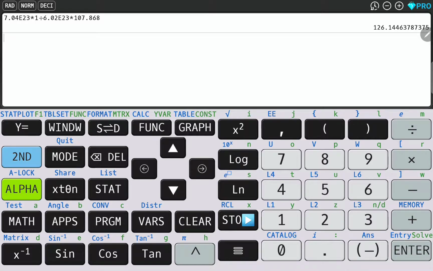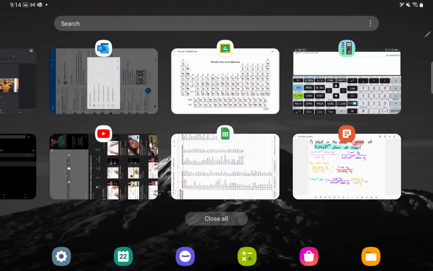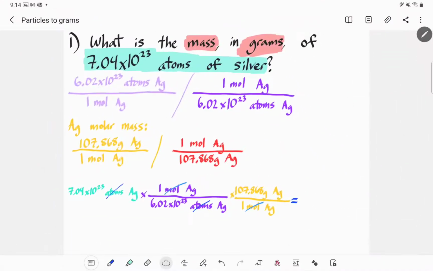And we get a final answer of 126.1 grams. All right, let's write that down. So our final answer, 126.1 grams. Grams of what? We have grams of silver. And that will be our final answer, 126.1 grams of silver.